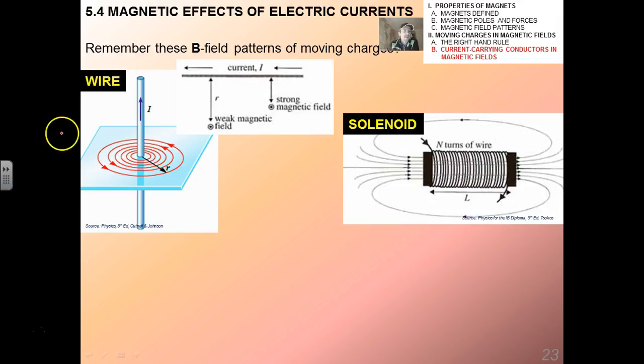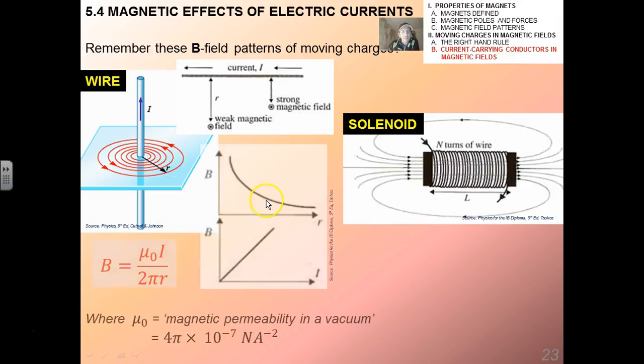It turns out that in this diagram the field lines are closer together the closer you are to the wire, and they get farther apart the farther you are away. That suggests that B is inversely proportional to the radius, or the distance from the wire. And in fact, that is the case. If you graph B against r, you get an inverse relationship. Obviously, from this equation, B is proportional to I, so B graphed against I would be a straight line, okay?